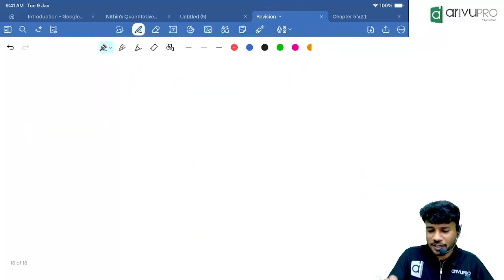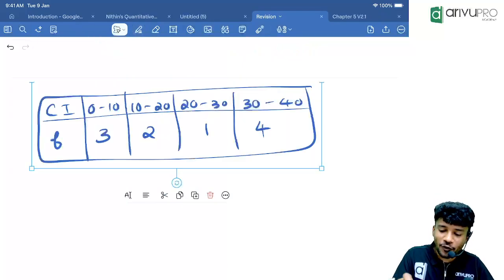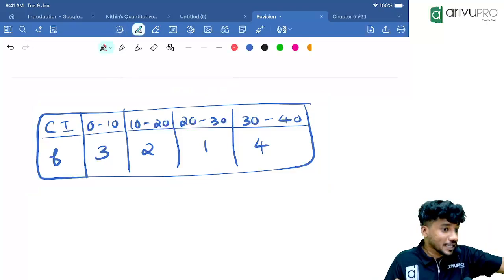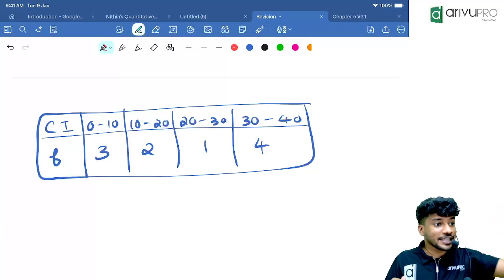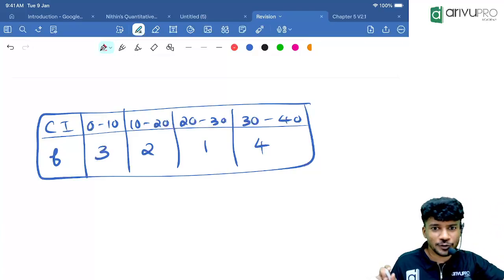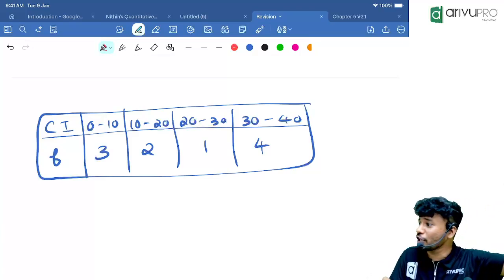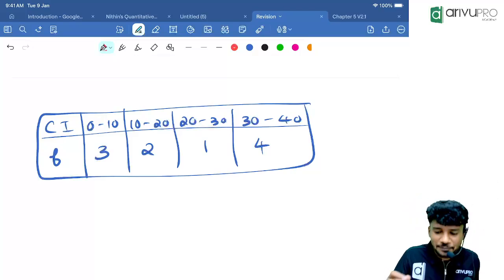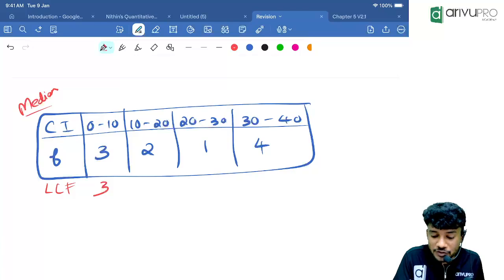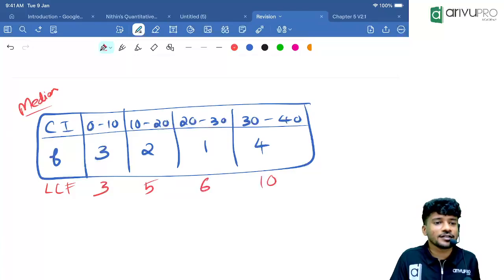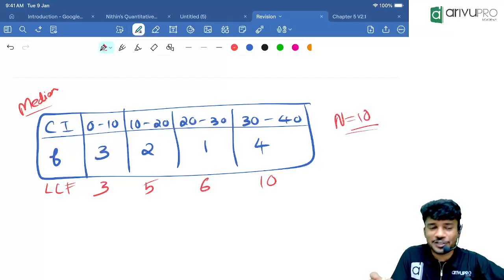We studied in our classes median for grouped data, for continuous class interval data. First thing you will check is what? Whether it is inclusive or exclusive. Here it is exclusive. If it was not exclusive, you will convert into exclusive. Done. Then first step. What is the first step? LCF. In median, the first step is always what? We will find LCF. 3 plus 2 is how much? 5. 5 plus 1 is how much? 6. 6 plus 4 is how much? 10. So N is how much? Anyway, we know N is equal to 10.